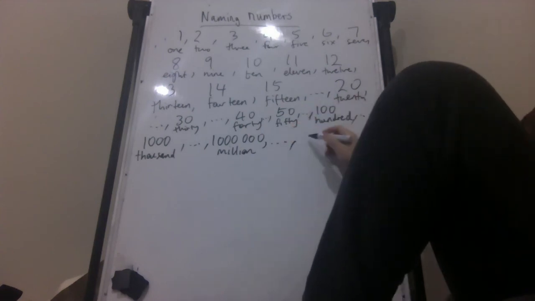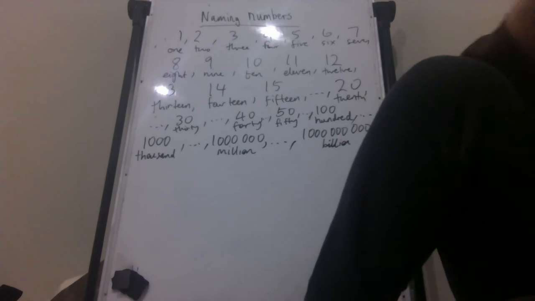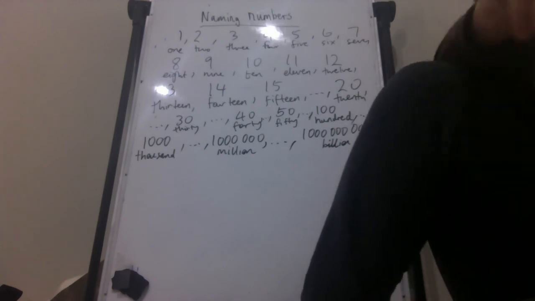So the thing that will come up next is 1 billion. How many zeros is in a billion? 9. Because I guess if 1,000 was 3 zeros, it adds 3 more to a million. So you know that a billion is 1,000 million, right? And then we have another word for it, yeah? 1 trillion.